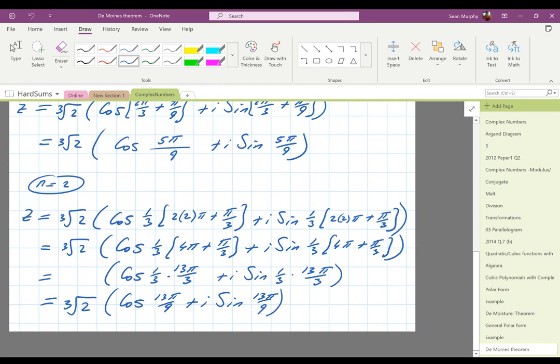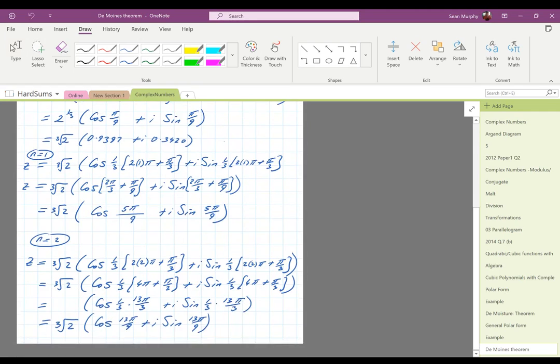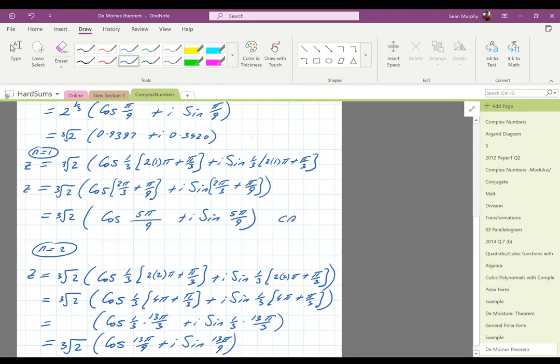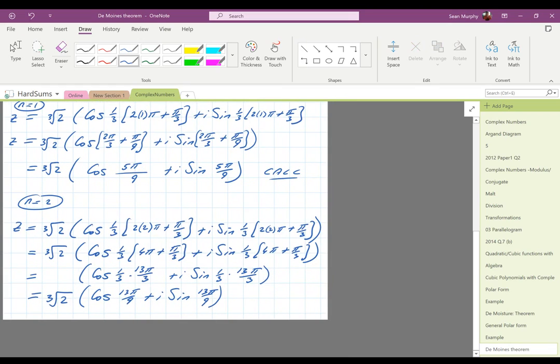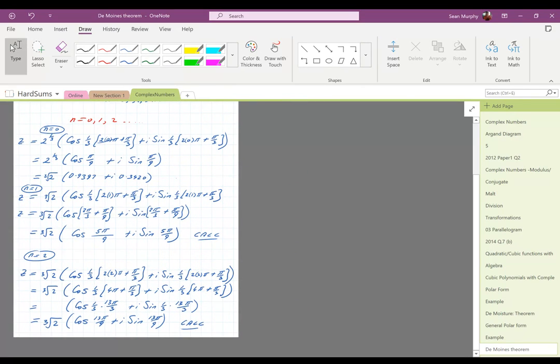As I said, you don't have to go beyond n equals 2 because they start repeating themselves. You're backed into the same answer as n equals 0. And you can work all these out on the calculator, as I said. So to finish it off, just type them in if you like, or you mightn't have to, depending on what they're asking in the exam question. And that's the end of the section on general polar form.